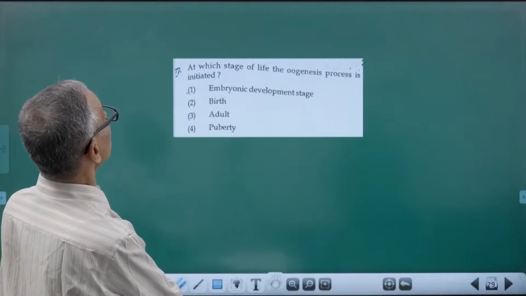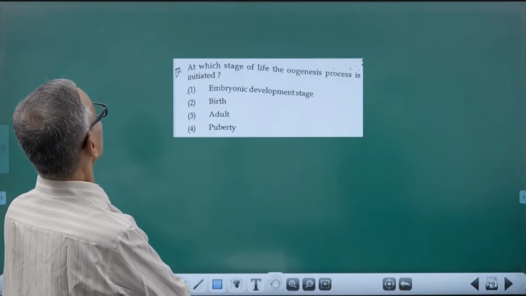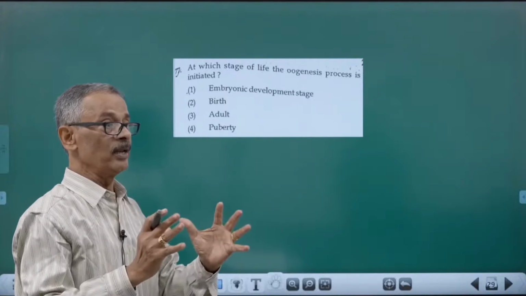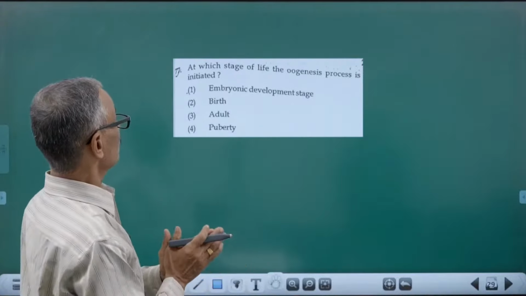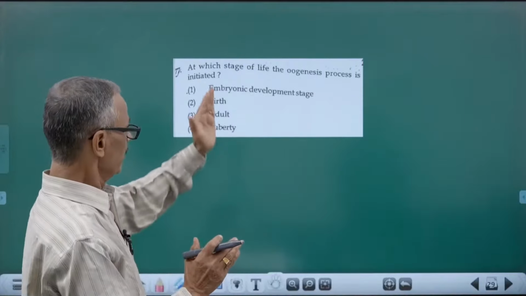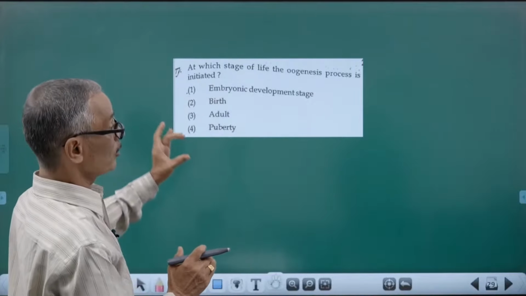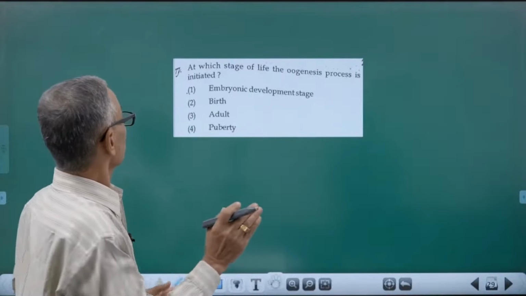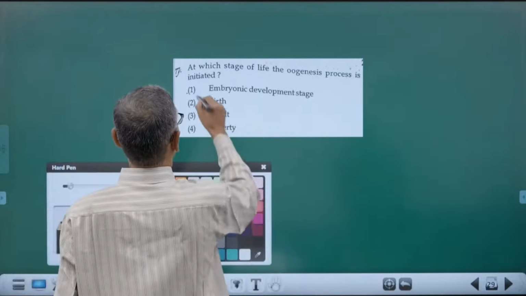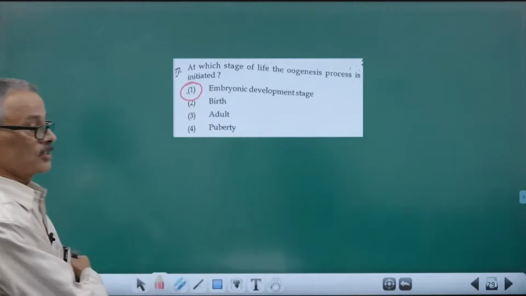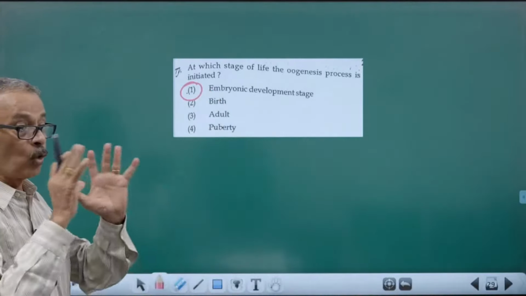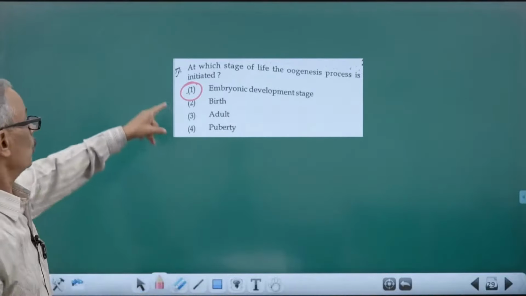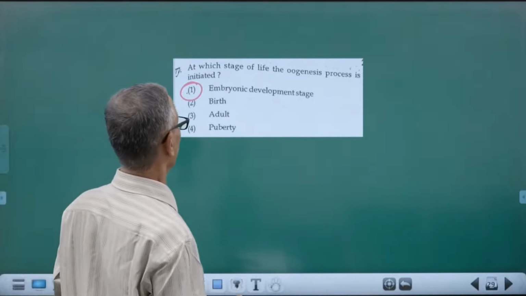At which stage of oogenesis is the process initiated? In the case of a female, gametogenesis, that is oogenesis, takes place or is initiated even before she is born. During the embryonic stage itself, all the oogonia are produced even at the time of her birth. So, at a very early embryonic development stage itself.